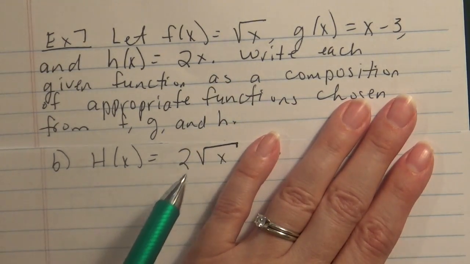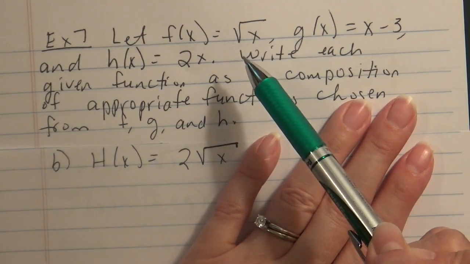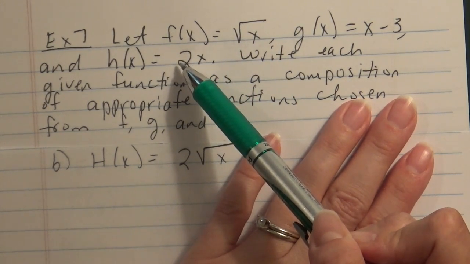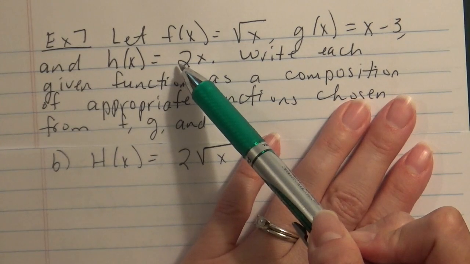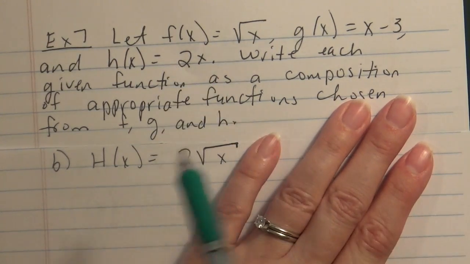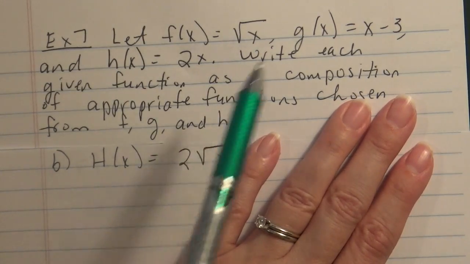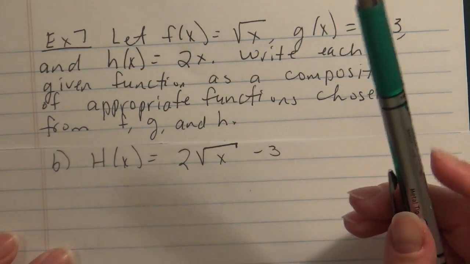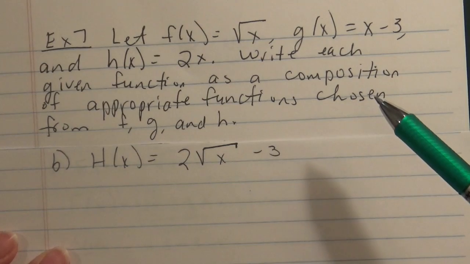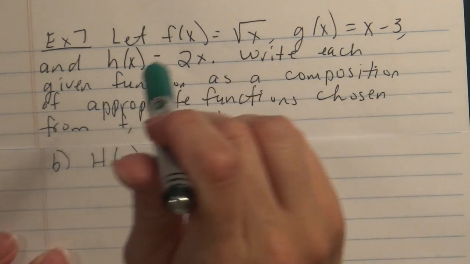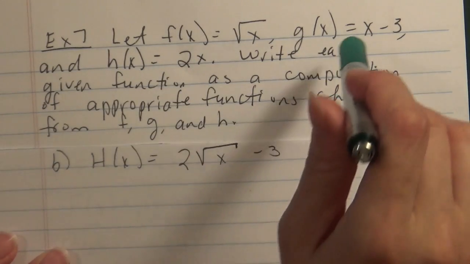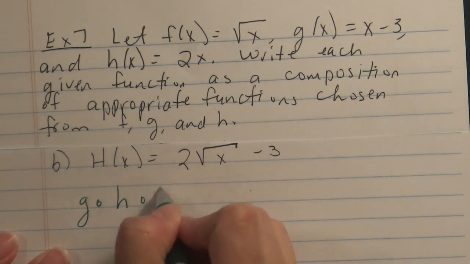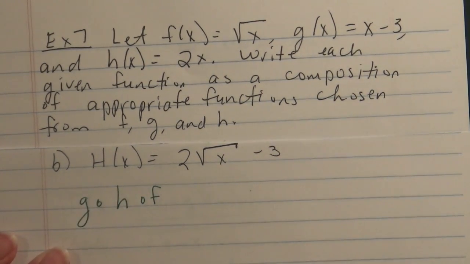So this piece alone would be f inside h. So if you put f inside h, that would be h composite f. And then from there, if we put this 2 square root x inside the g function, that gives us the 2 square root x minus 3. So what's happened is f needs to go inside h, and then that result needs to go inside g. So we want to do g composite h composite f to get the capital H of x function.